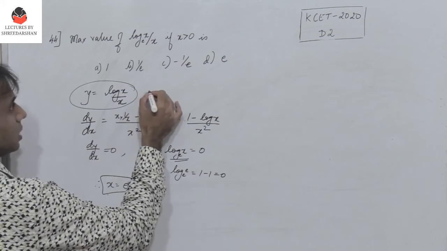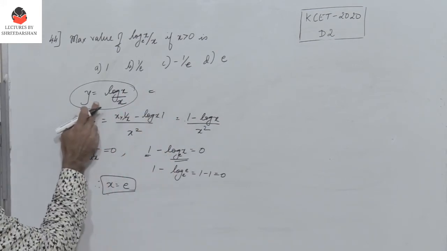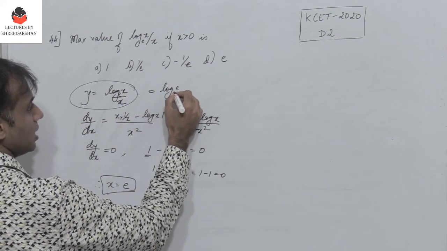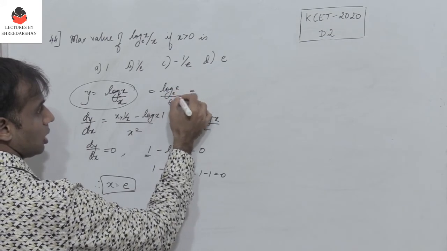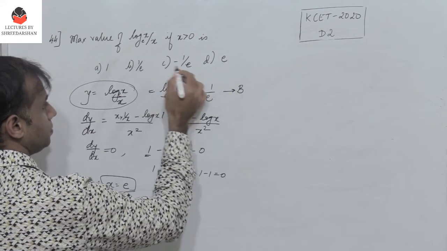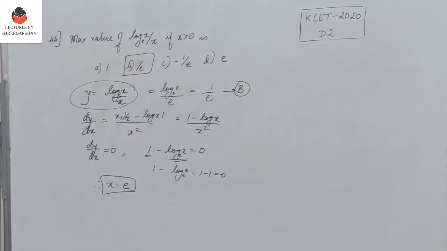So what is that? So I substitute the value of x equal to e in this equation. So I have log e to base e divided by e. So log e to base e is 1, so the value is 1 by e. So the answer is B, right? So the right answer is B, which is 1 by e.